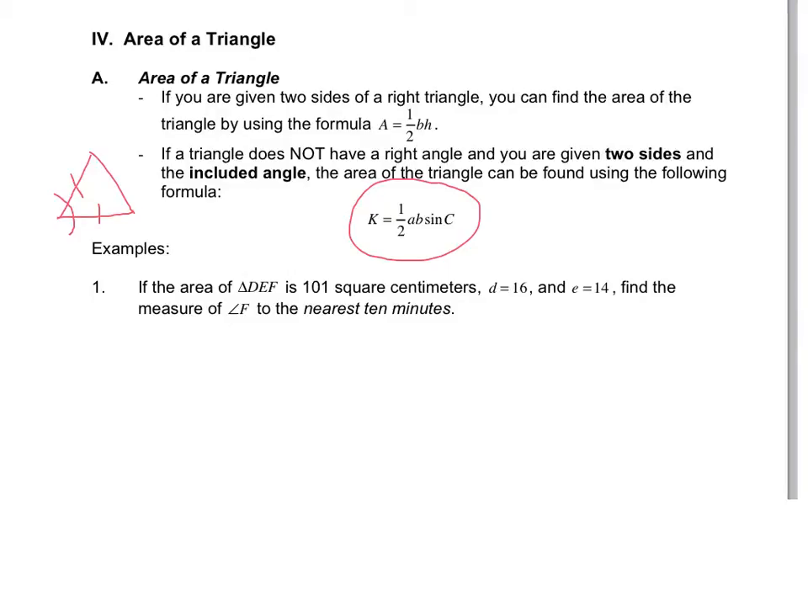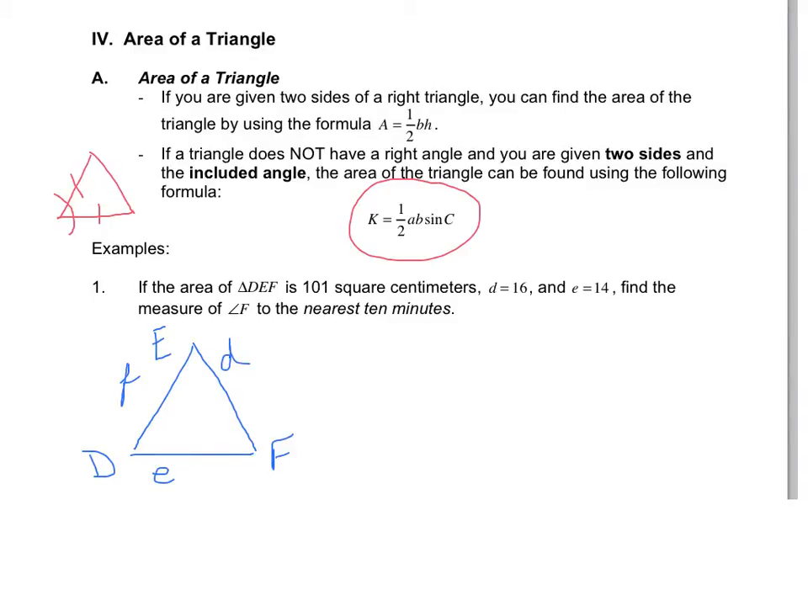The area of triangle DEF is 101 square centimeters. So they gave me the actual answer. And they say d is 16 and e is 14. Find the measure of angle F to the nearest 10 minutes. All right, so let's draw that triangle. I definitely know it's not a right triangle, so I'm just going to draw a triangle, and it's going to be DEF. So here's little d, little e, little f.